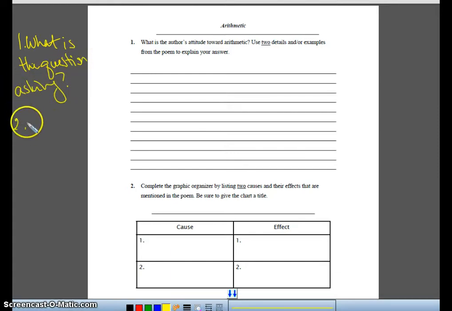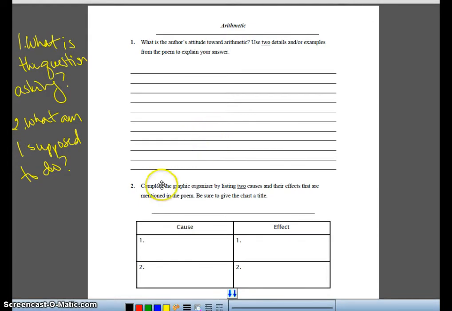And then the second thing is, what am I supposed to do? Obviously, when you see the volume of lines that's here, I'm clearly doing a constructed response question, and we have some specific things for when you do constructed response questions that we've been working on. We know that a constructed response question needs a claim, which is just your answer.